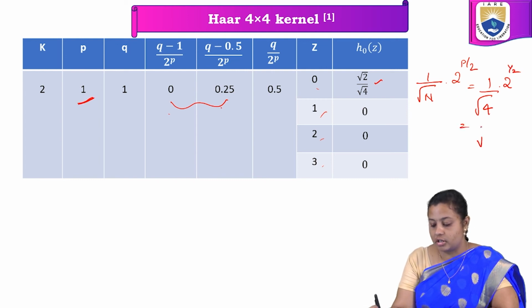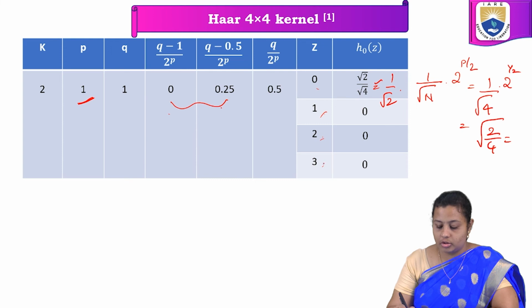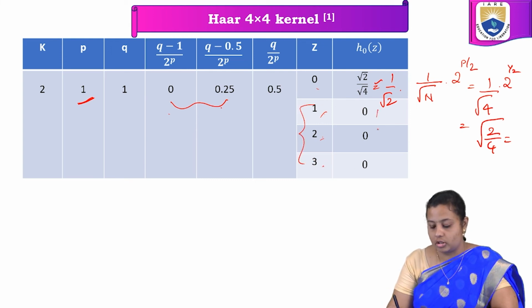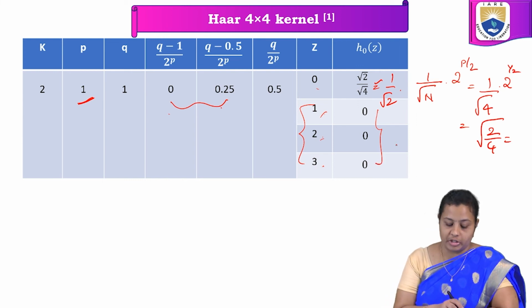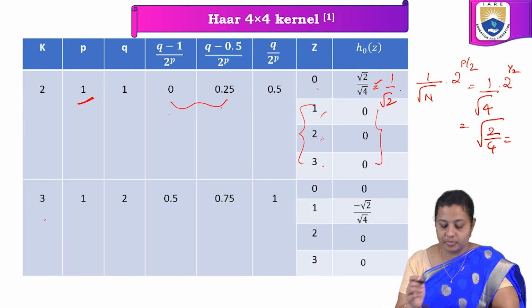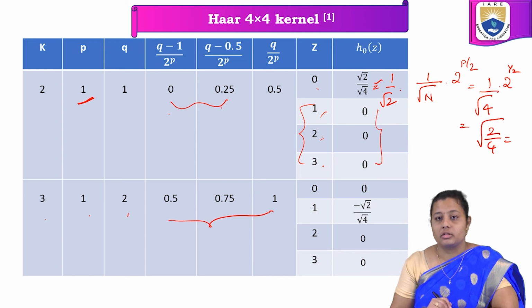So I can write it as square root of 2 by 4, right? So this is equal to 1 by square root of 2. So when z equal to 0, 1, 2, 3, it is falling beyond our ranges. So all the coefficient values are 0. So when k is equal to 3, the ranges we have got from here are p is equal to 1 for q equal to 2. So we got our ranges as shown here. When z equal to 0, it is falling outside the range. It is not falling in any of the ranges. So for z equal to 0, the coefficient is 0.